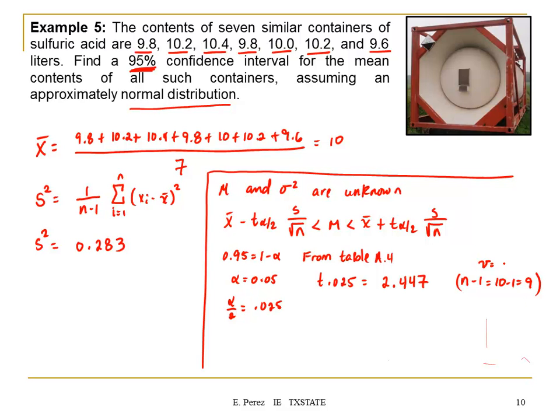Say that again? Oh, yes, right. I was counting 10. 1, 2, 3, 4, 5, 6, 7. Yes, this should be 6.